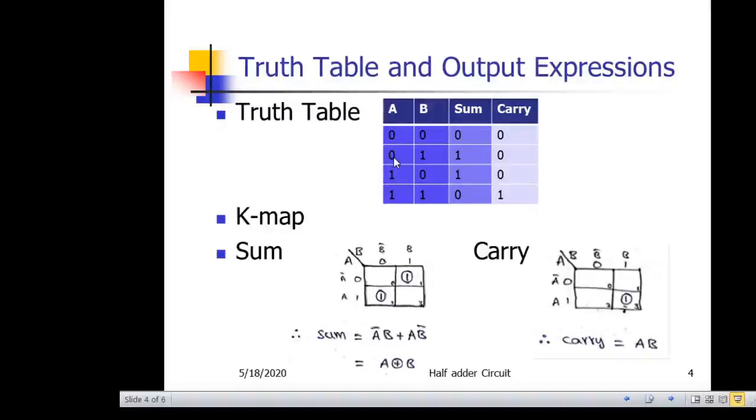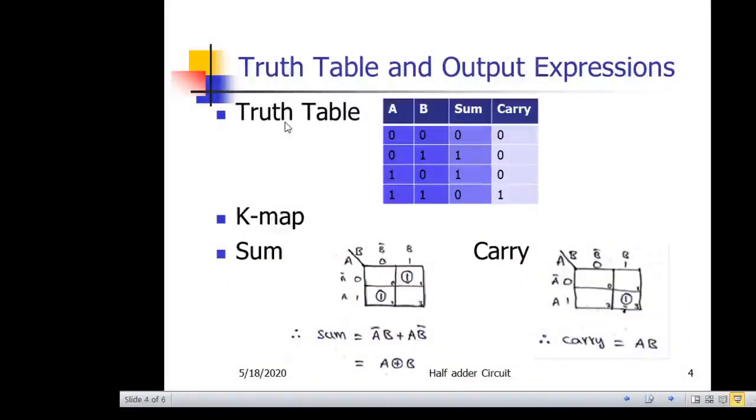When we are adding 0 plus 1, the sum is 1. Are you getting any carry? No. So here carry is equal to 0. Now we are adding 1 plus 0. Here again sum is 1 and carry is 0. Finally, when we are adding 1 plus 1, as per the binary addition rule, 1 plus 1 is equal to 10. That means sum is 0 and carry is 1. Hence, here we are getting sum value as 0 and carry value as 1 for addition of 1 plus 1.